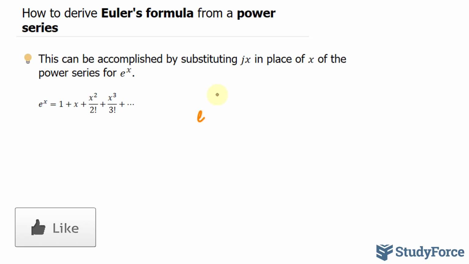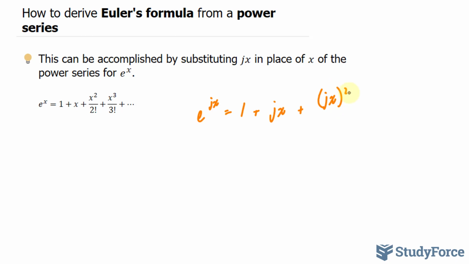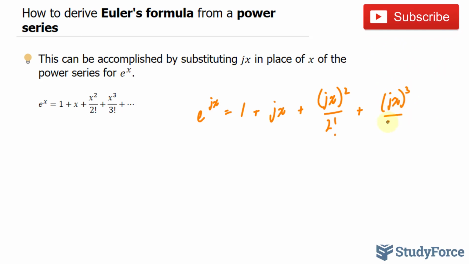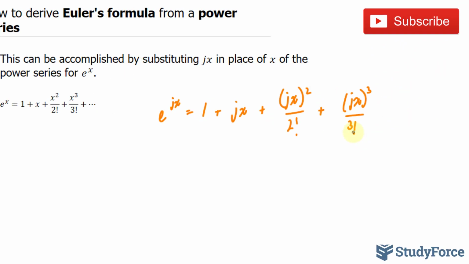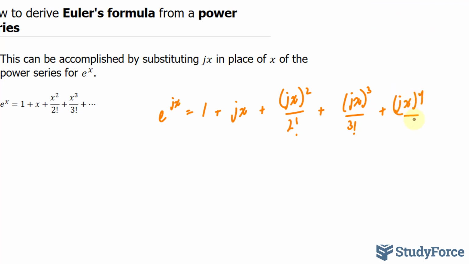We have e to the power of jx is equal to 1 plus jx plus jx raised to the power of 2 over 2 factorial plus jx raised to the power of 3 over 3 factorial. And I'll go to one more term for good measure. Plus jx to the power of 4 over 4 factorial.